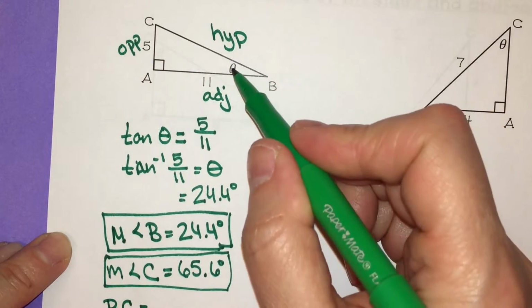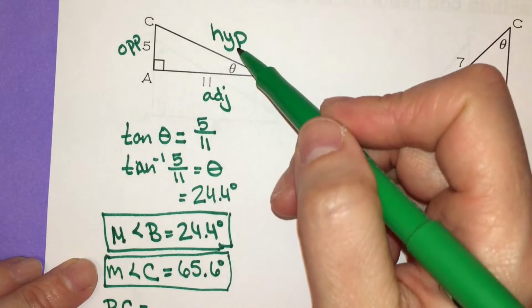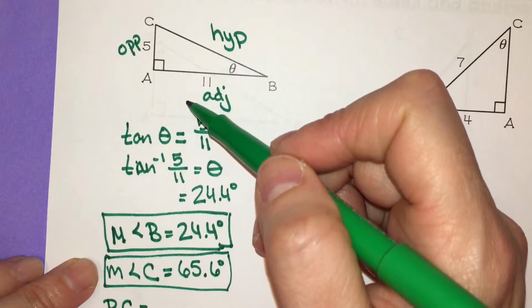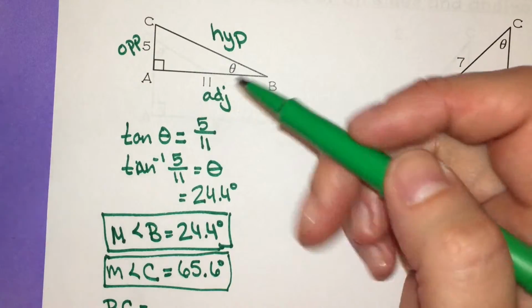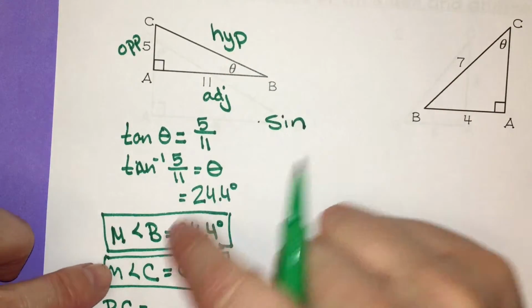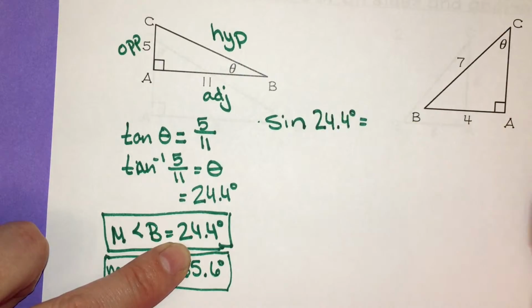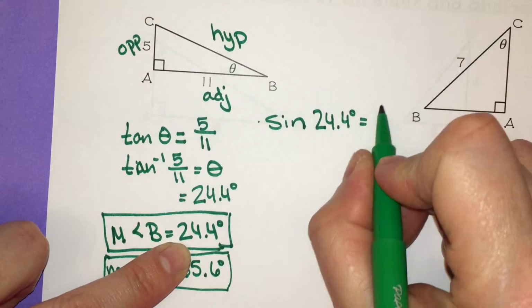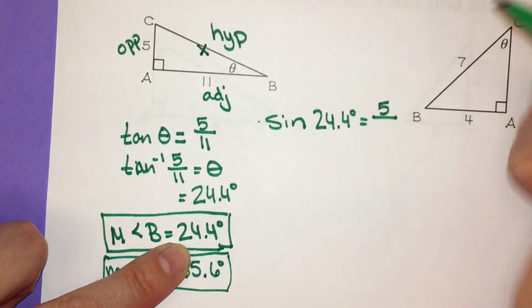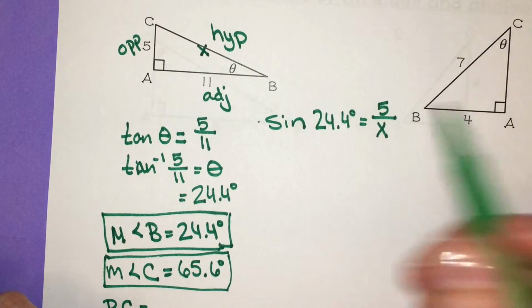So I do now know the measurement of this angle theta, so I'm just going to use that. I need to find the hypotenuse, and I can use either of my other sides. Okay, so for this one, I'm just going to use sine. So I know sine of angle theta, which, well, that's angle B, 24.4 degrees, is equal to my opposite side, which is 5, over my hypotenuse. I'm just going to call this side x for right now. I want to find x.